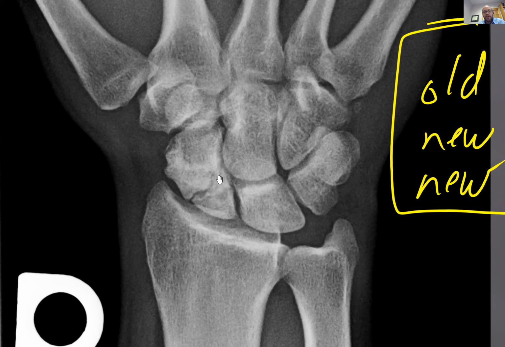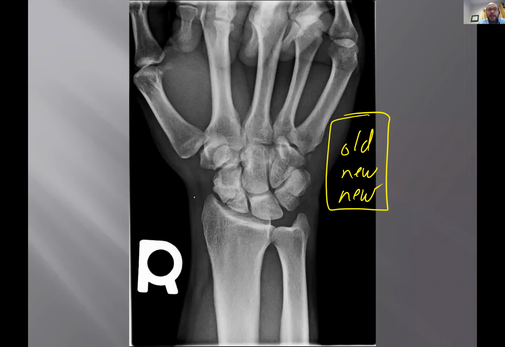And these scaphoid fractures are rough. You do not want to miss a scaphoid fracture. And so my opinion on these scaphoid fractures, if you have any pain in the snuffbox, my opinion is get a scaphoid view.